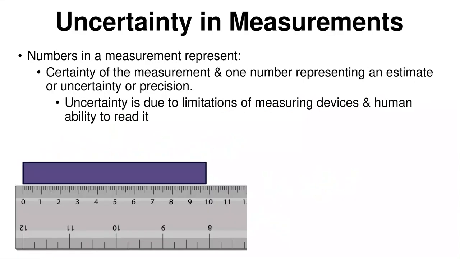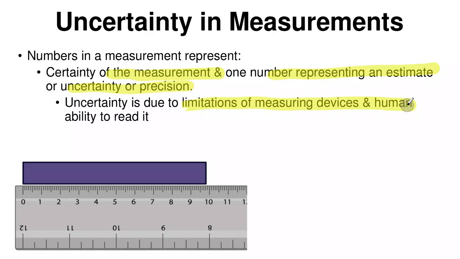Uncertainty in measurement. You see, numbers in measurement represent 2 things. Whenever you do a measurement in number, there are 2 things that are represented. The first thing is the certainty of the measurement, and one number that is an estimate, which we call the uncertainty or the precision. So whenever you make a measurement, you're going to have a particular number of digits that will be uncertain. This uncertainty is usually due to limitations of measuring devices or human ability to read it. People see things in different ways.